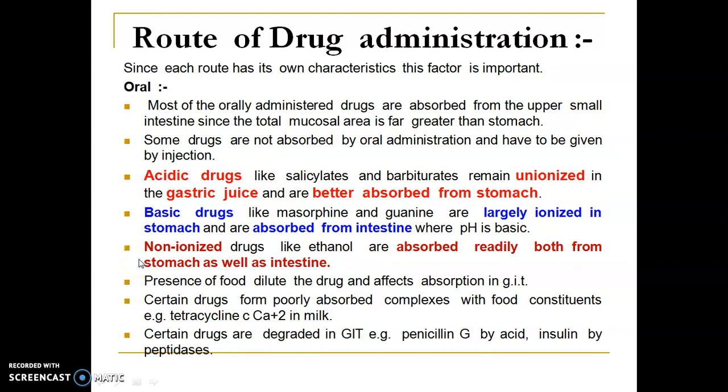The presence of food may dilute and affect the absorption process. There are certain drugs which form a poorly absorbable complex with the food constituent. A very classical example is tetracycline with milk, which forms a poorly absorbable complex. Certain drugs which are degraded in the gastrointestinal tract cannot be given orally. A common classical example is insulin. Why is insulin not given by oral route? Because it is degraded by the peptidase enzymes.